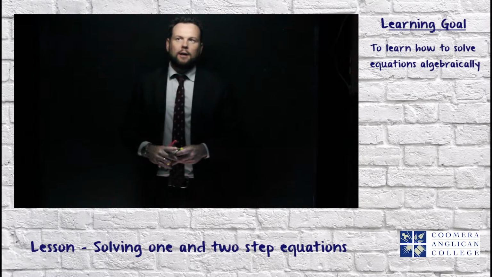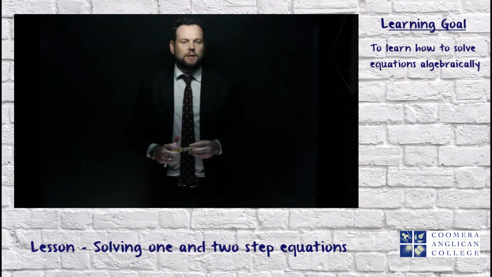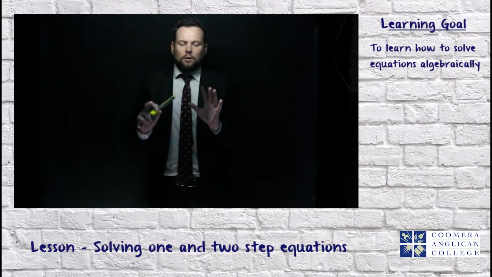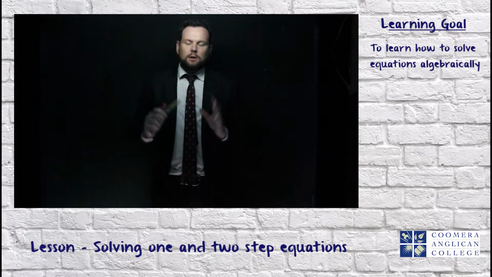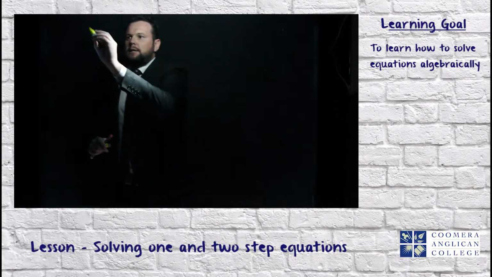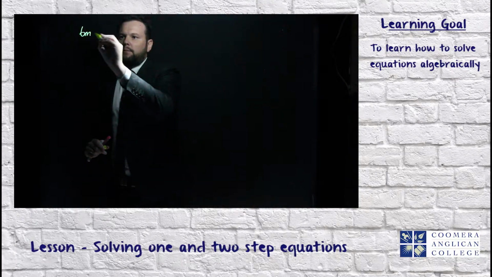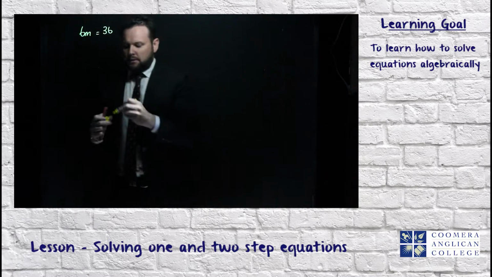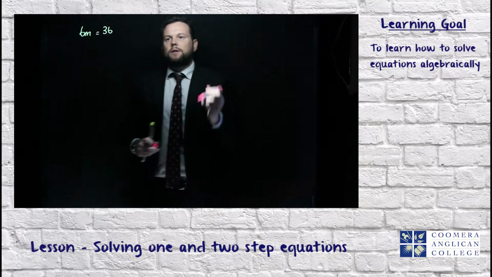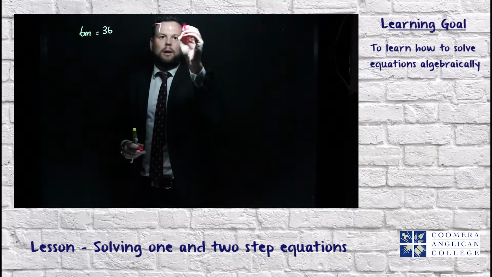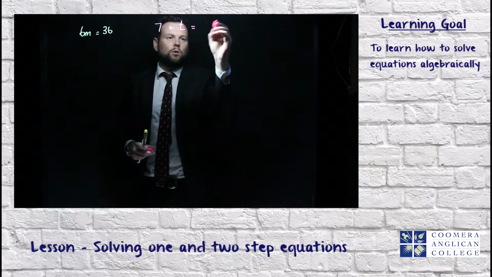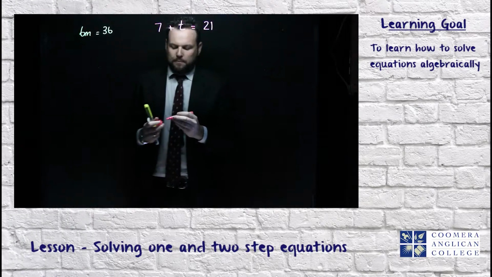Okay, so what we're looking at here today is solving equations algebraically. And we're only looking at really simple ones. So I'm just going to write a few up. Let's just say I've got 6m equals 36. And then I've got 7 plus t equals 21.